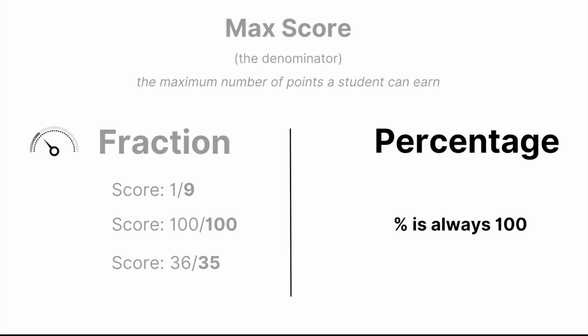Remember that the percent is always 100. So if you are entering grades and the answer at the top of your scored sheets is a percent, your max score will always be 100. This is a little bit more difficult because typically you are converting a fraction into a percentage. So this is a little bit more work on your behalf that Synergy would already do if you just entered it as a fraction.